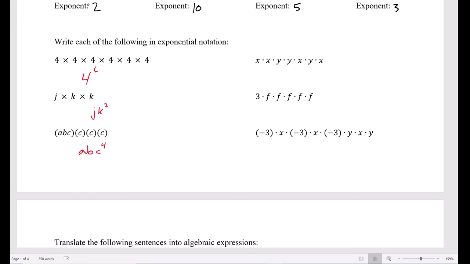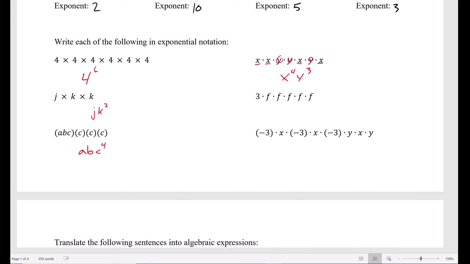We've got 1, 2, 3, 4 x's, and 1, 2, 3 y's. So this is x to the fourth, y cubed. Or remember, you could flip the order around. Same thing, and going back to those other ones, you could do c to the fourth, BA, c to the fourth, AB. You could do k squared J. So I could do y cubed, x to the fourth if I wanted to.